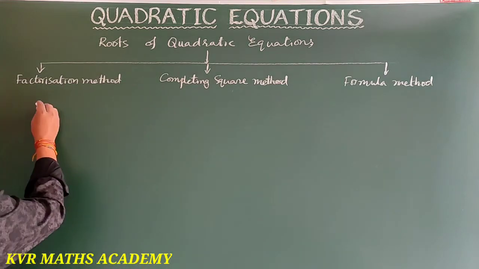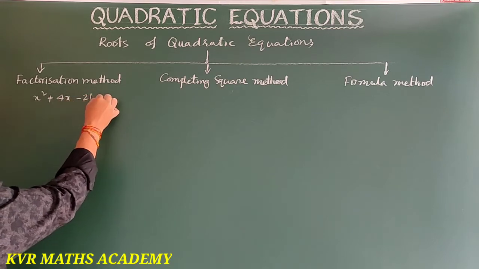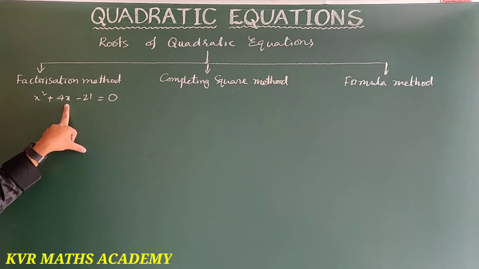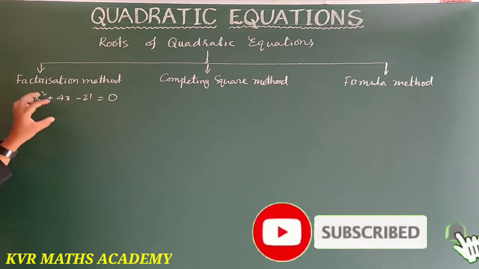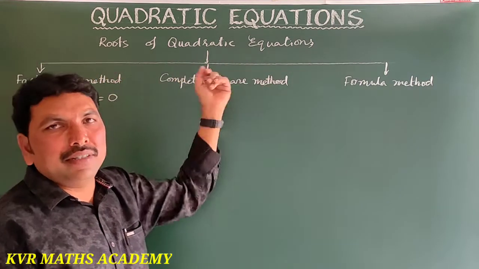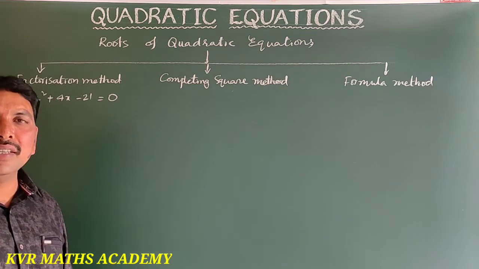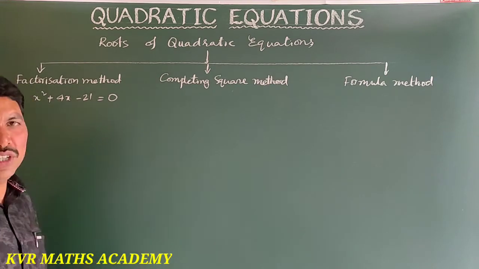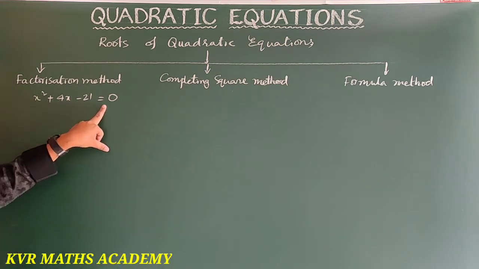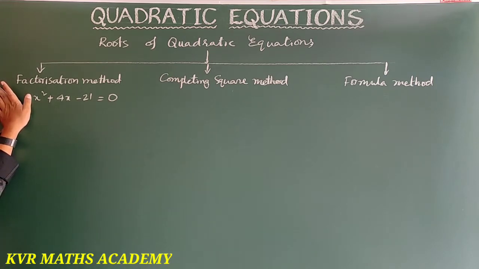Yes, suppose x square plus 4x minus 21 is equal to 0. I have taken this quadratic equation, right? x square plus 4x minus 21 is equal to 0. By using this example, I will explain these three methods, right? So first, the factorization method. In earlier classes, we have learned about the factorization method, right? Here, actually, this is x square plus 4x minus 21 is equal to 0. This is a monic quadratic equation, no? Why? Because there is nothing in front of x square, right?